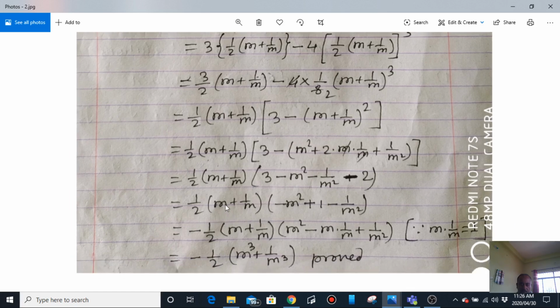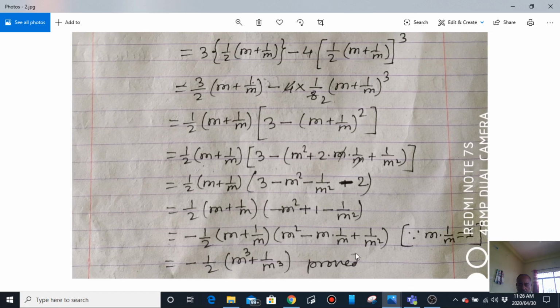Now from this bracket to this bracket, it is in the form of formula a cube plus b cube. So it will be here m cube plus 1 by m cube, minus 1 by 2 is outside. That is all. So in this way we can prove this.